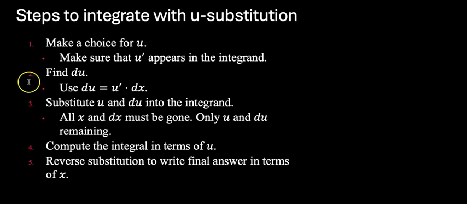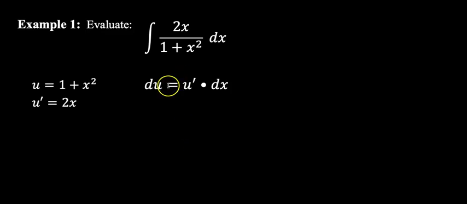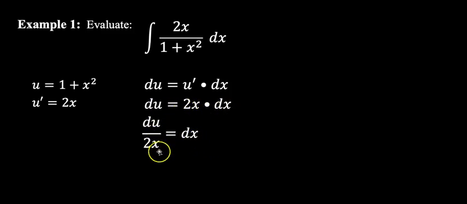The next step is to find du and make the appropriate substitutions. Du equals u prime times dx. In this case, u prime equals 2x, so du equals 2x times dx. Now we need to solve this for dx so that we can replace dx in our integral with what it equals in terms of u. We solve this for dx by dividing both sides by 2x. So we get dx equals du divided by 2x.